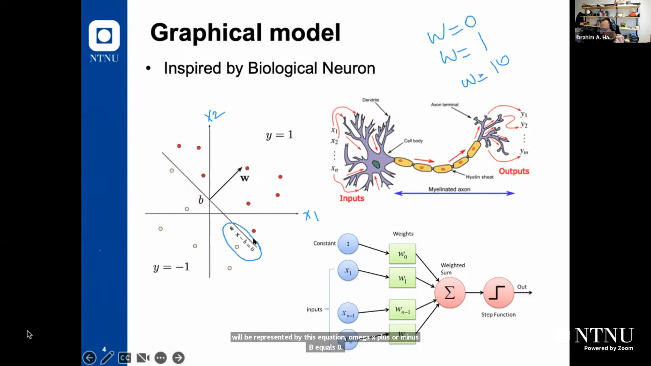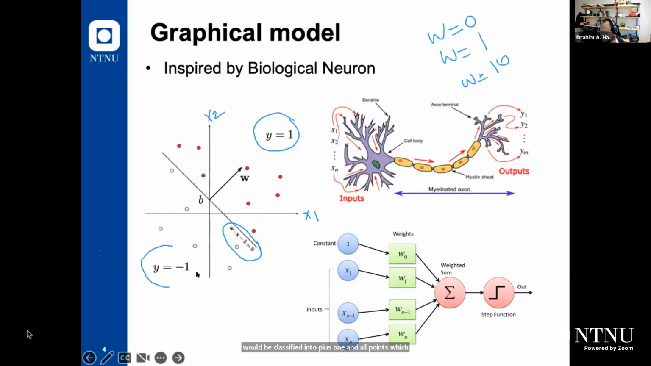The idea here is to try to find a good combination of omega 1, omega 2, and b, so we can find a line which can successfully classify those two sets into two different classes. In this case, all points which are located above the line will be classified into +1, and all points which are located below the line will be classified into -1.